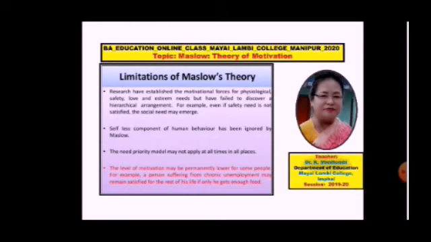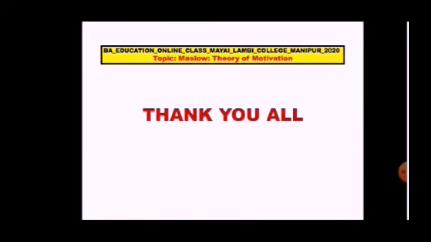So the needs priority model may not apply at all times in all places. The level of motivation may be permanently lower for some people. For example, a person suffering from chronic unemployment may remain satisfied for the rest of his life if only he gets enough food, isn't it? So, up to this point is given to all of you.